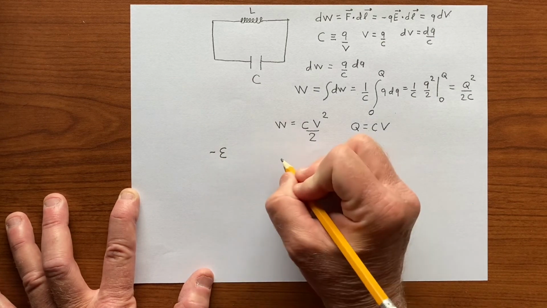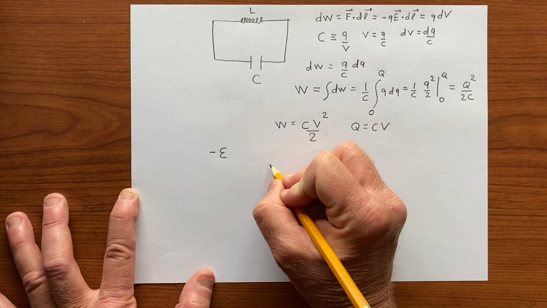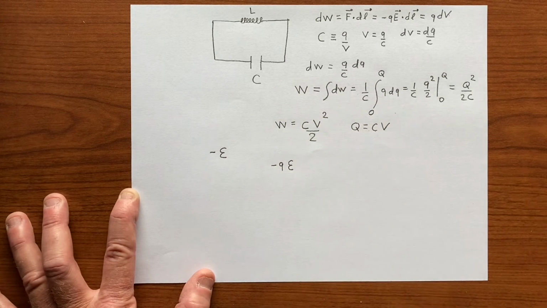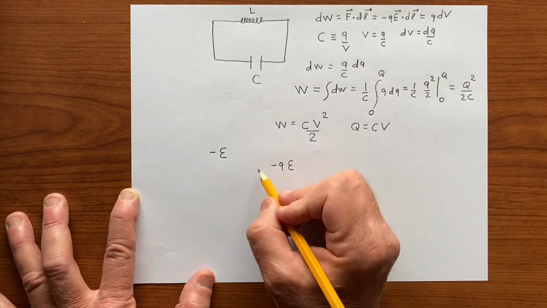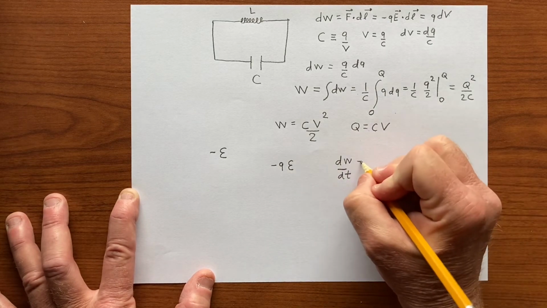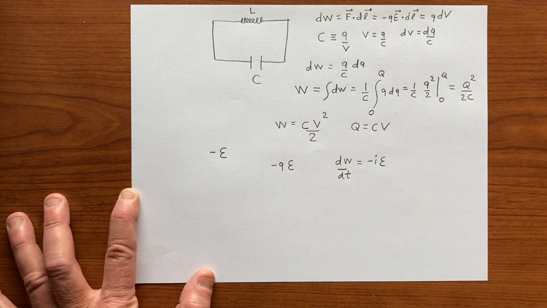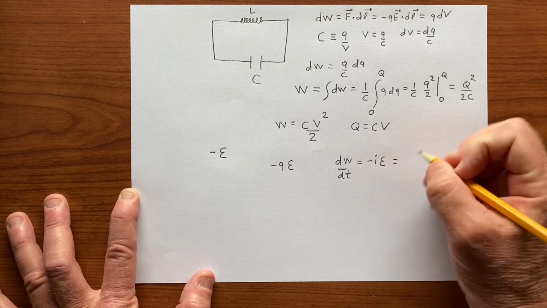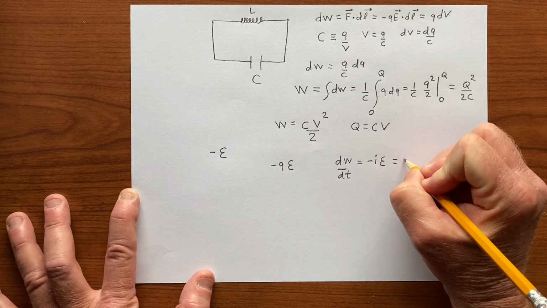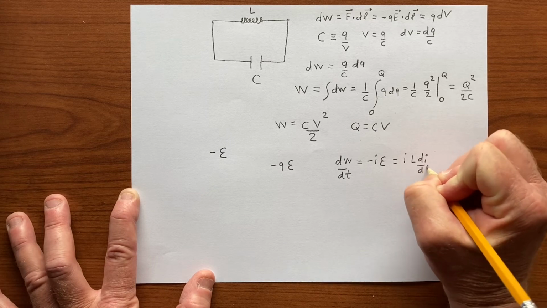So we want to multiply this by charge. So we want a notion of work, minus Q times epsilon, but we want this in terms of current, so it's not work, it's the rate of work that we end up getting, which is, we divide that by t, we get minus current times epsilon. So that's dW by dt, and minus epsilon is L di by dt.